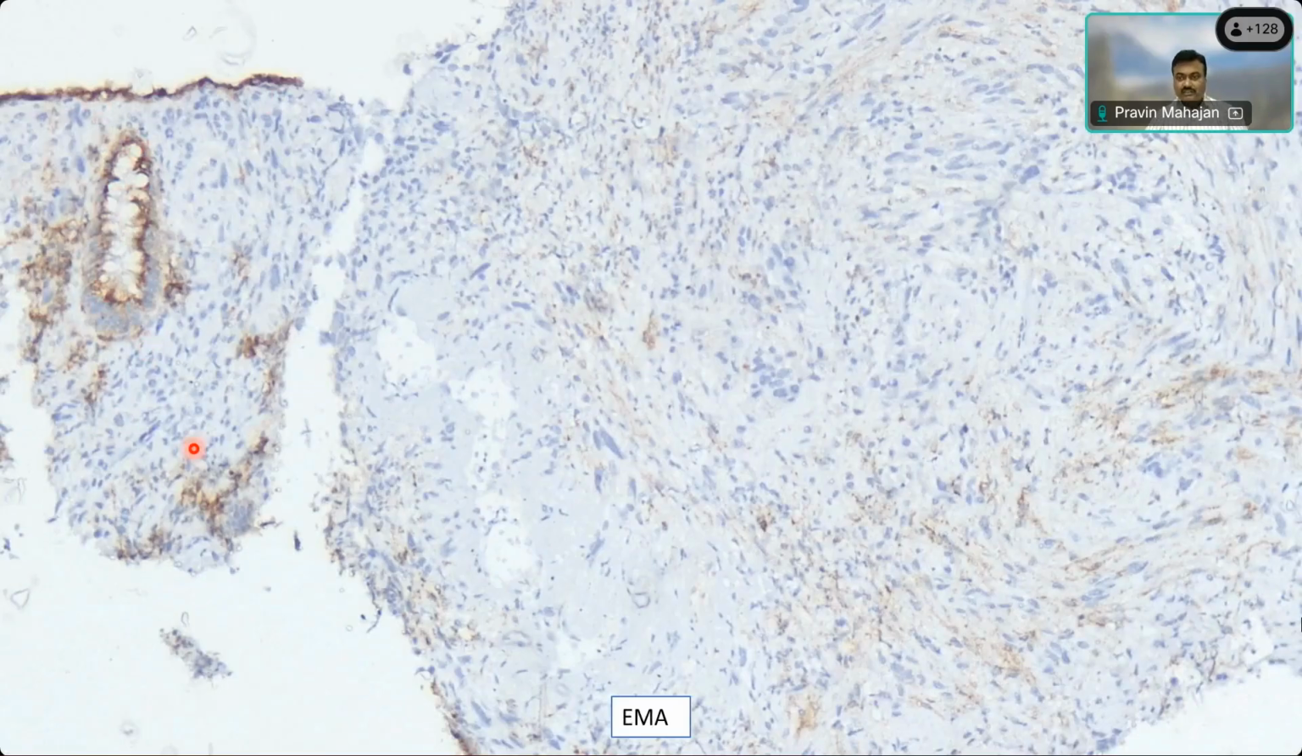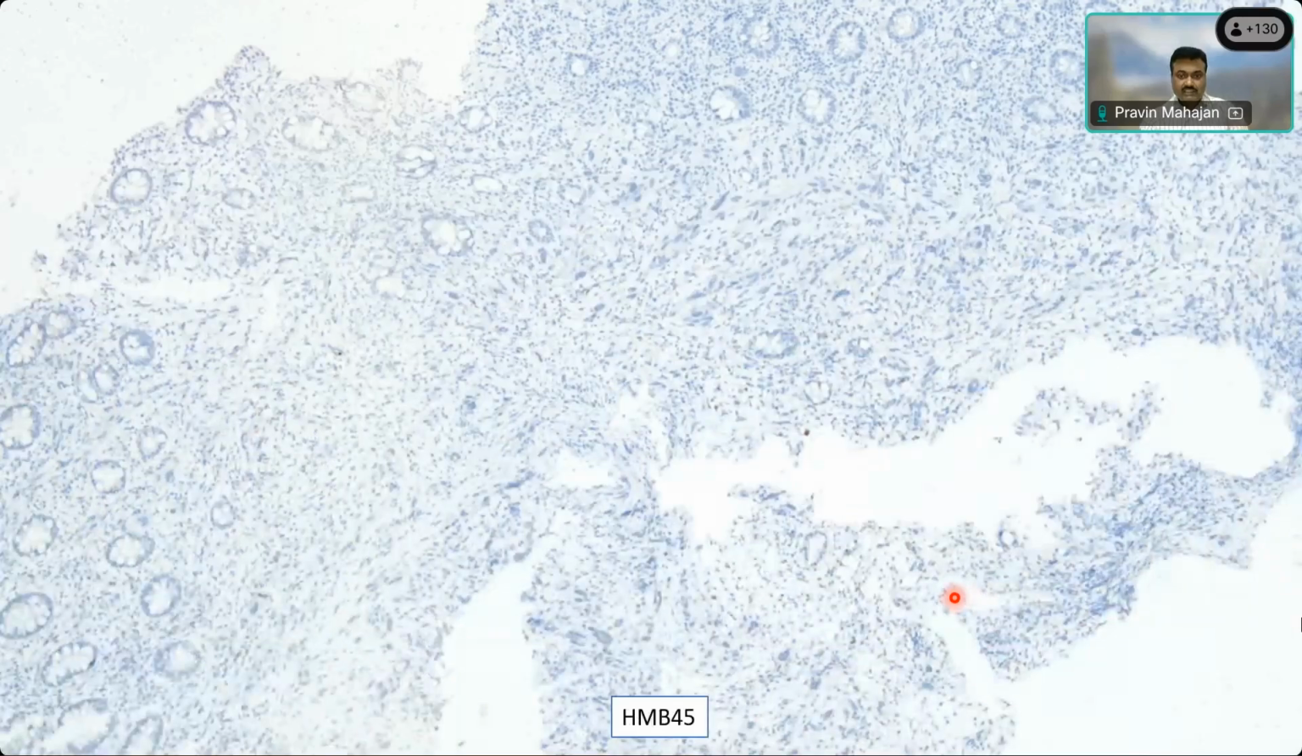That's how CK looks. Here, does EMA look positive or negative? Somebody said blush, and I will agree with that person. It does look like a blush. I'm not very sure if it is weakly positive or a blush, maybe like that, but it's not very nicely positive. So I would take it as negative.